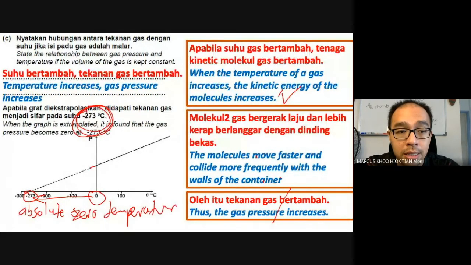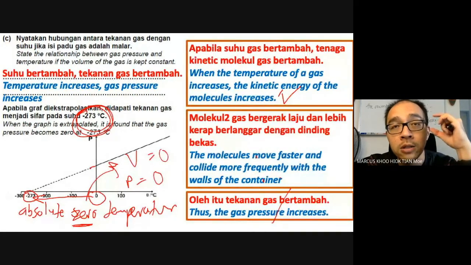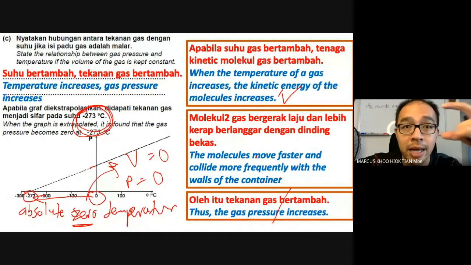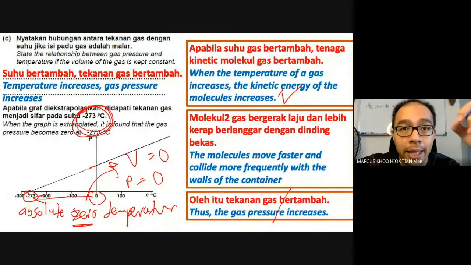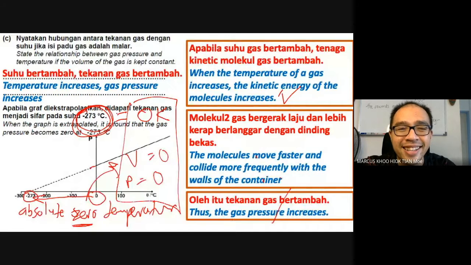Because this zero refers to zero volume and zero pressure. When there is no volume of gas, when there is no pressure of the gas at all, it can only happen at negative 273 degrees Celsius or 0 Kelvin. That's why it is absolute zero. P is 0, V is 0, T is also zero, but in Kelvin.